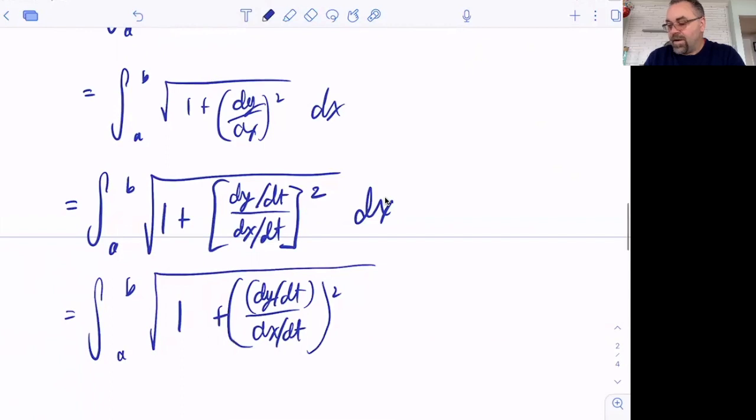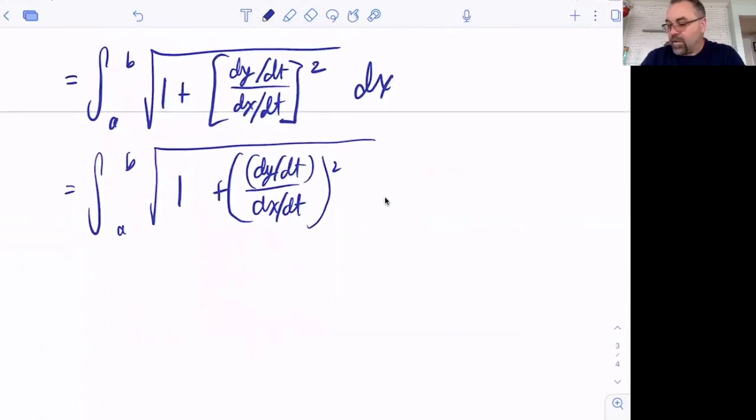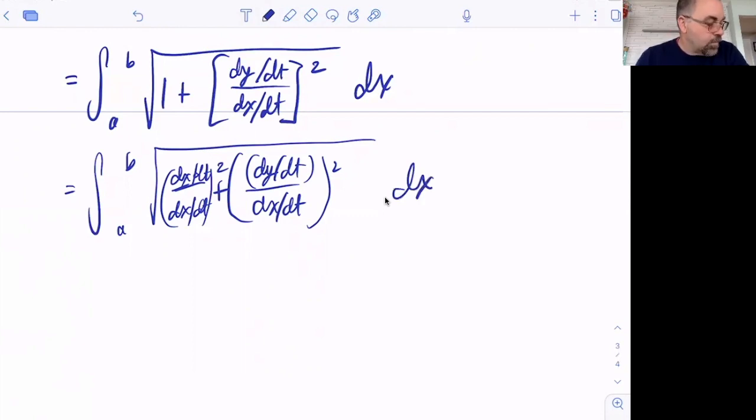So I want to get a dx/dt brought in here to make this a common denominator. It's got to be a dx/dt squared, right? Times dx out here. Well, check it out.